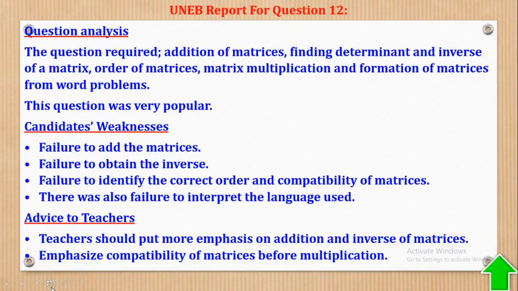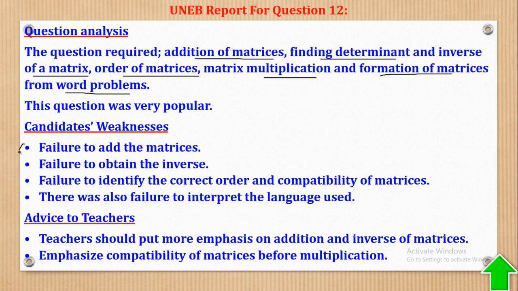So now we shall go to the report. So the question required addition of matrices, finding determinant and inverse of a matrix, order of matrices, matrix multiplication, and formation of matrices from word problems. So all these were tested in this question, and the question was very popular.